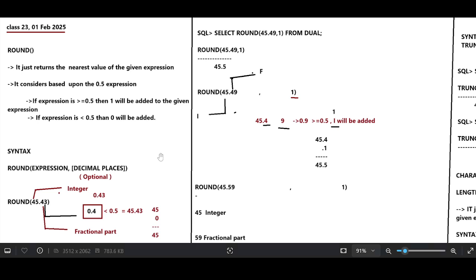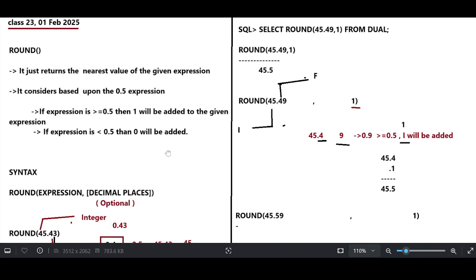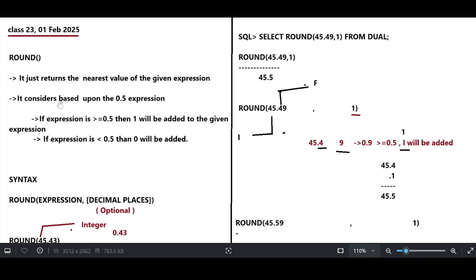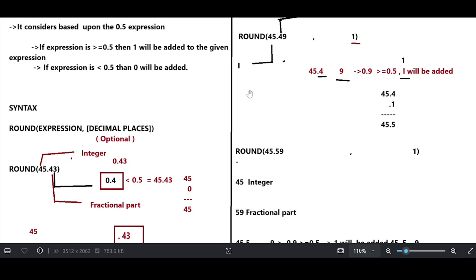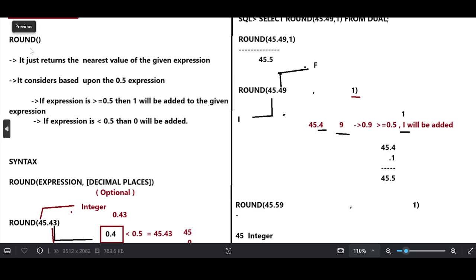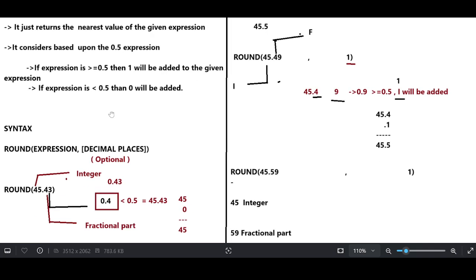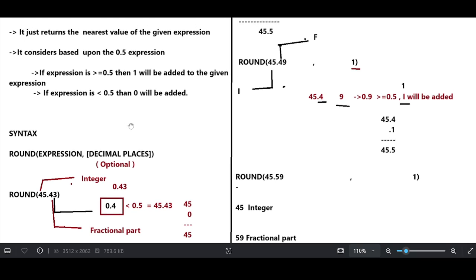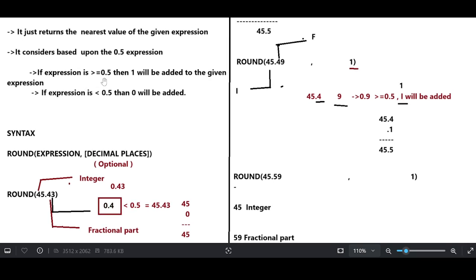Okay, let's do a quick recap about yesterday's class. We started discussing the string functions, and before that we discussed the round function. We know what a round function is by now, right? It consists of the expression, and you have an option to pass the decimal places as the second argument. If the next fractional digit is greater than or equal to 0.5, then 1 will be added to the given expression. If not, 0 will be added.